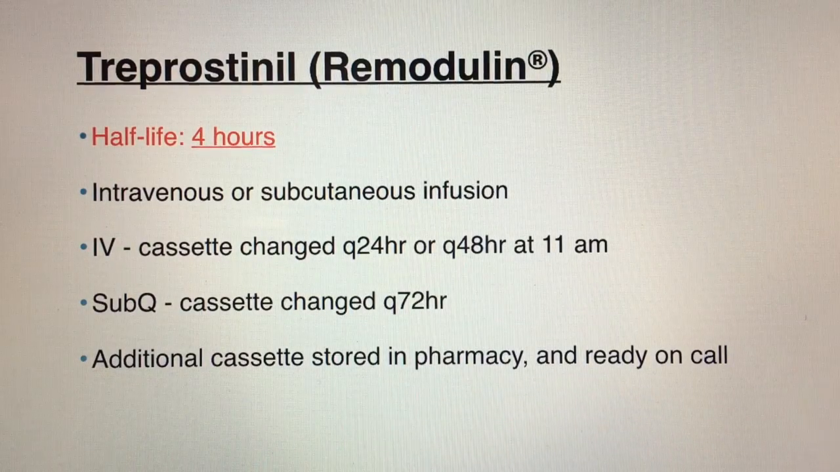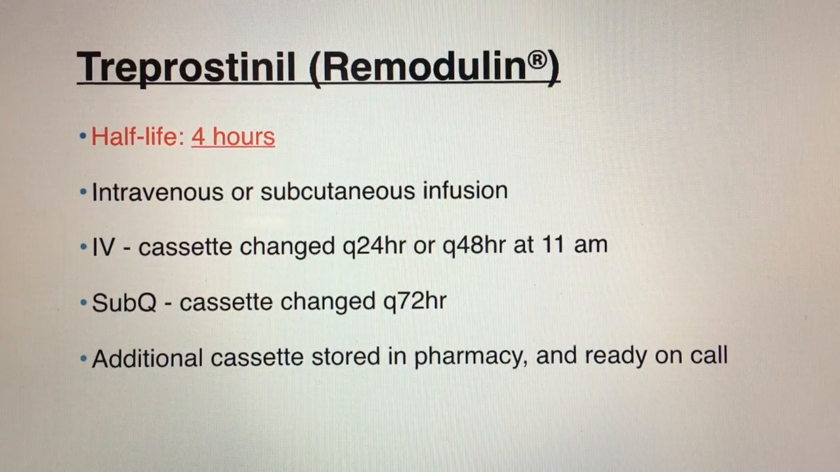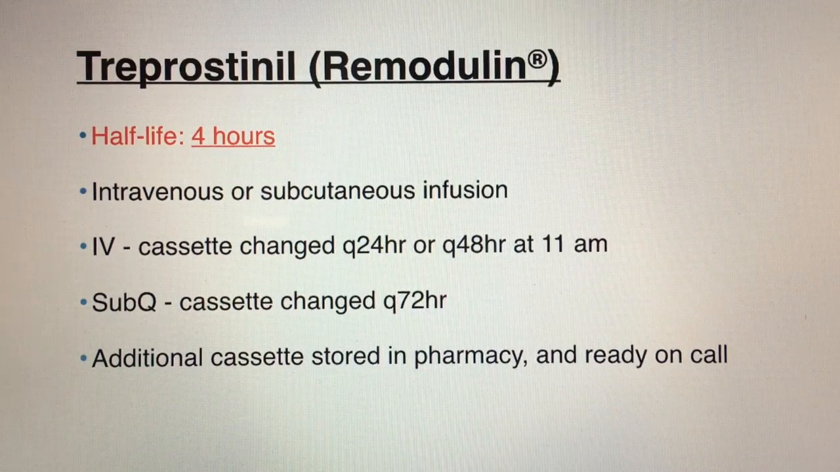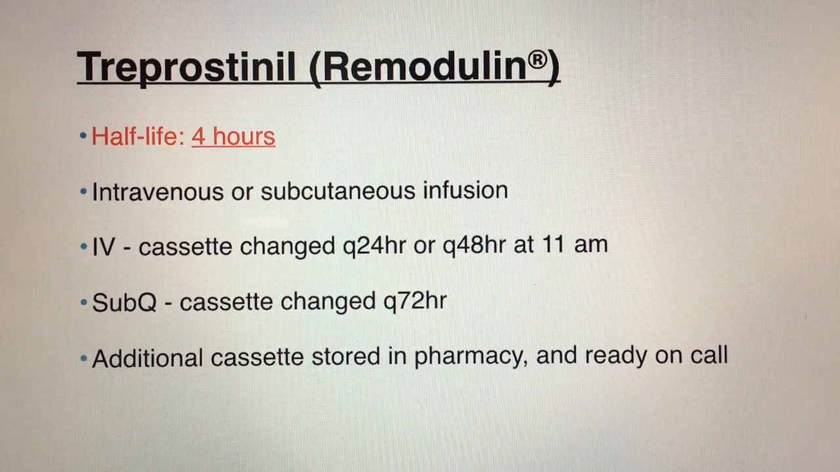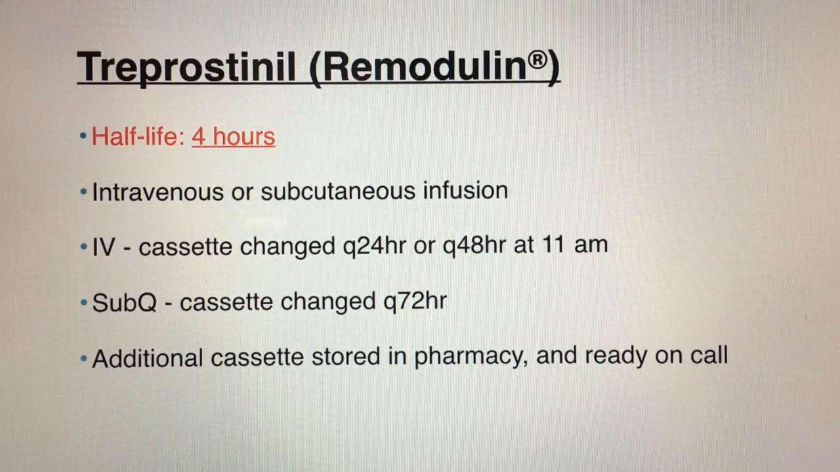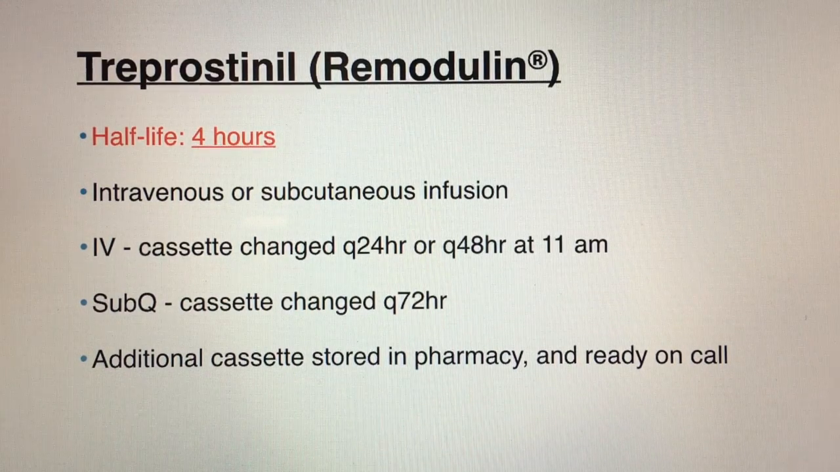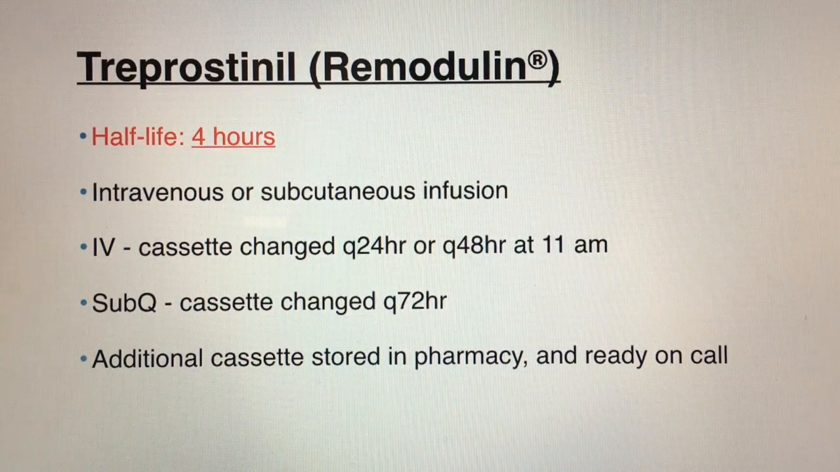Treprostinil, also known as Remodulin, has a half-life of 4 hours. It can be delivered intravenously or subcutaneously. For the IV version, cassette changes are done every 24 or 48 hours, again at the universal change time of 11 a.m. Sub-Q can be changed every 72 hours. Additional cassettes are stored in pharmacy and are ready on call. This is due to the extended half-life.